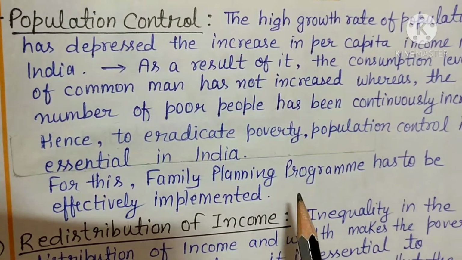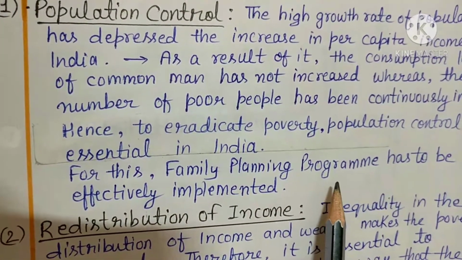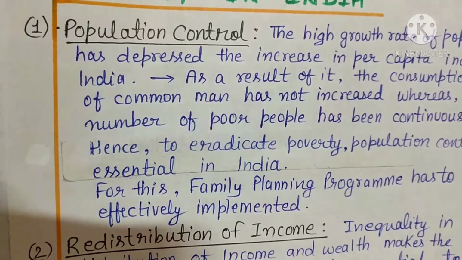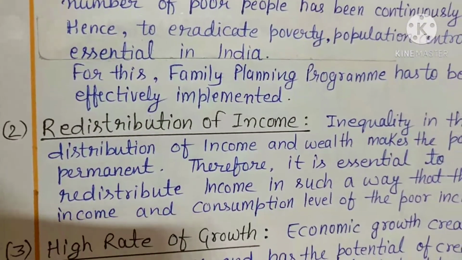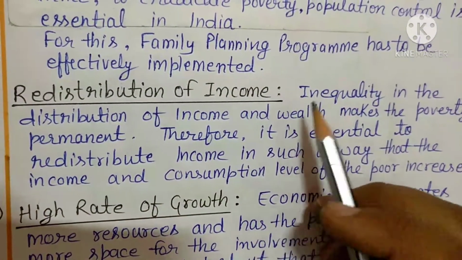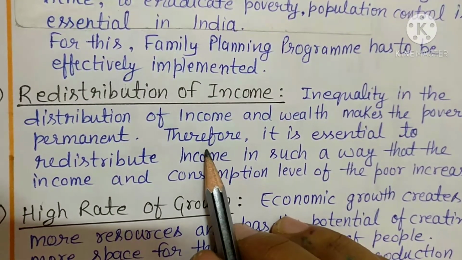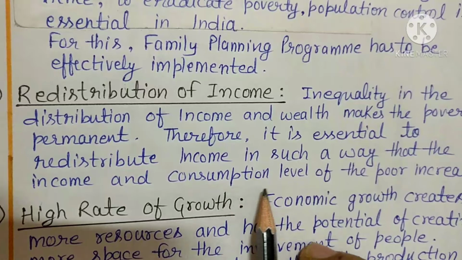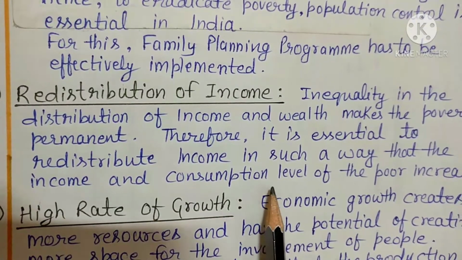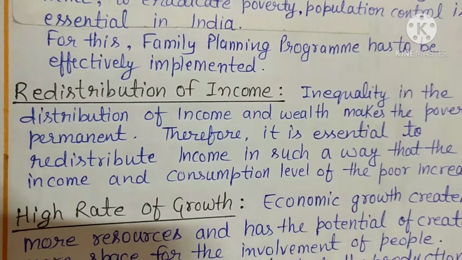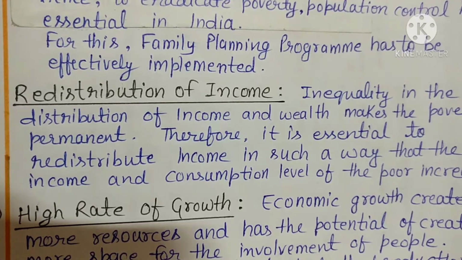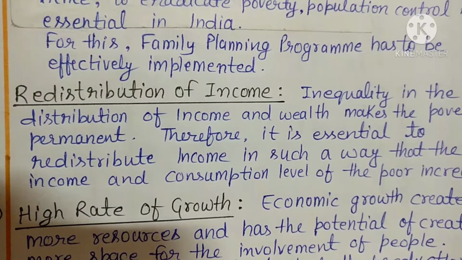So they need to focus on family planning programs in order to control the population of the country. Then comes what? Redistribution of income. Now, redistribution of income is related to the inequalities in the distribution of income. It means it is essential to redistribute income in such a way that the income and consumption level of the poor increases. It means there should be some measures taken to improve the condition of the poor.